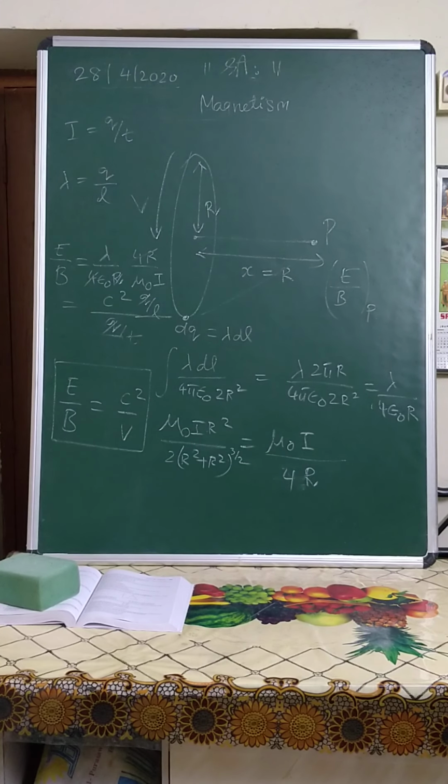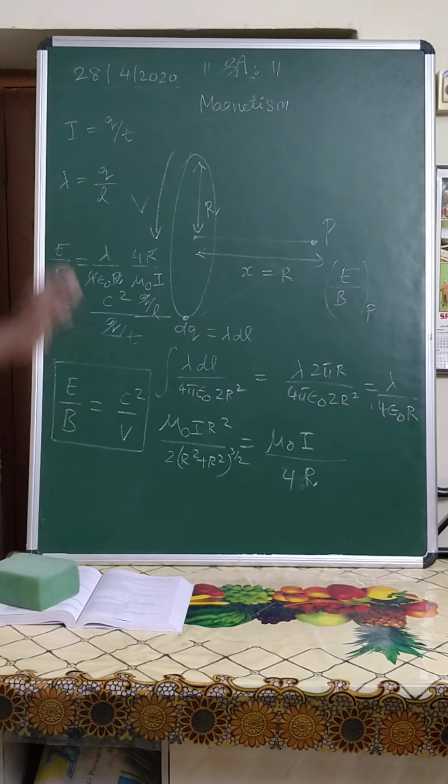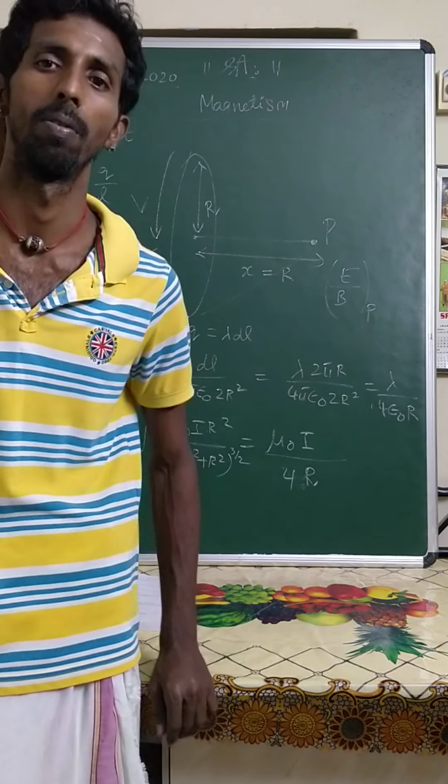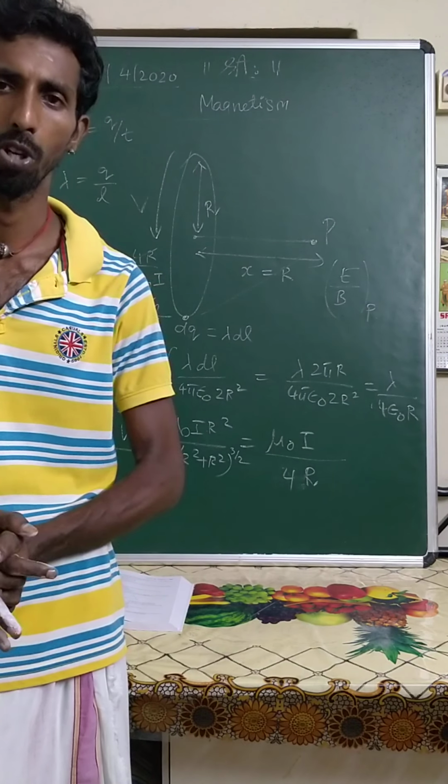So on comparing these two things, lambda by 4 epsilon naught r and mu naught I by 4r are reversed, because 1 by B is 4r by mu naught I, and 4r will be cancelled. So finally 1 by epsilon naught mu naught will be c square, and lambda by I will be q by L divided by q by T, which is T by L. So c square by v is the answer. Option A is right. Further problems we will see in the next session of our JEE Advanced series. Thank you.